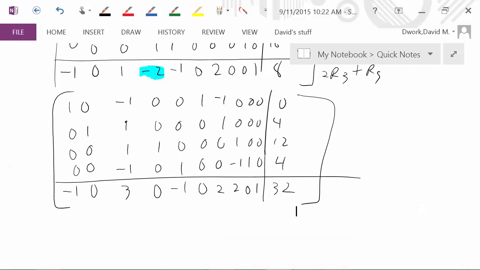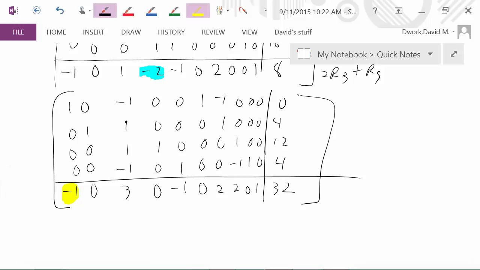So now we ask ourselves, rinse and repeat. Are there any negative numbers down here in our objective equation? Why, yes, there is. So we're going to look at pivoting in one of these columns because we have a tie. We have a -1 and a -1. Why don't we pivot in the x just for the fun of it? Okay.